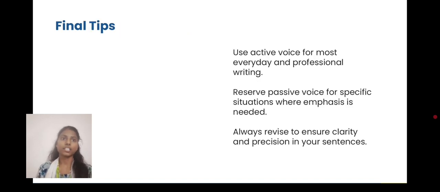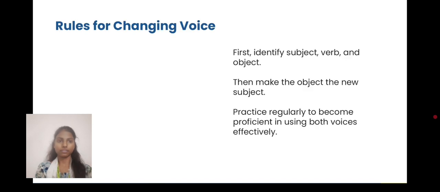Final tips. Use active voice for most everyday and professional writing. Reserve passive voice for specific situations where emphasis is needed. Always revise to ensure clarity and precision in your sentences.